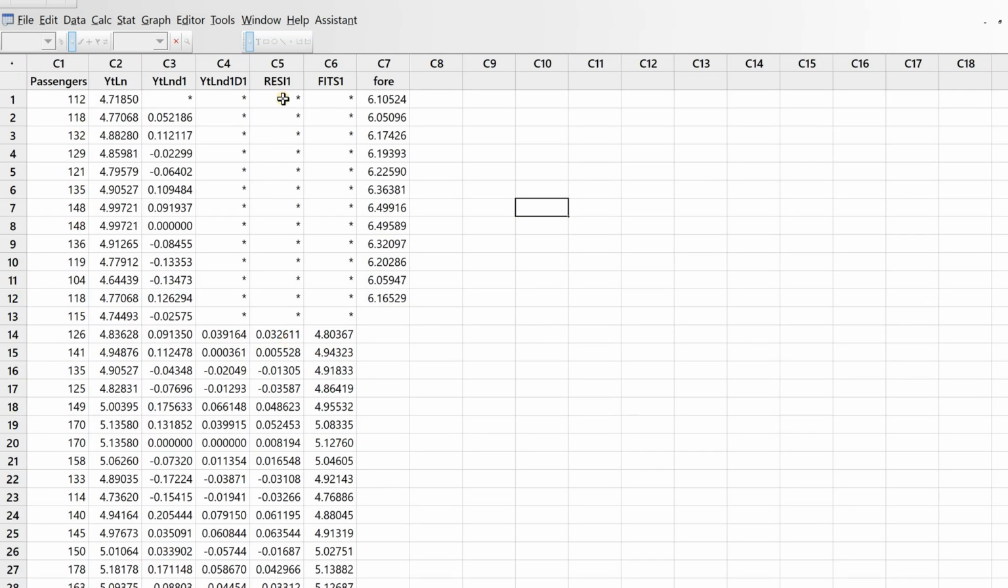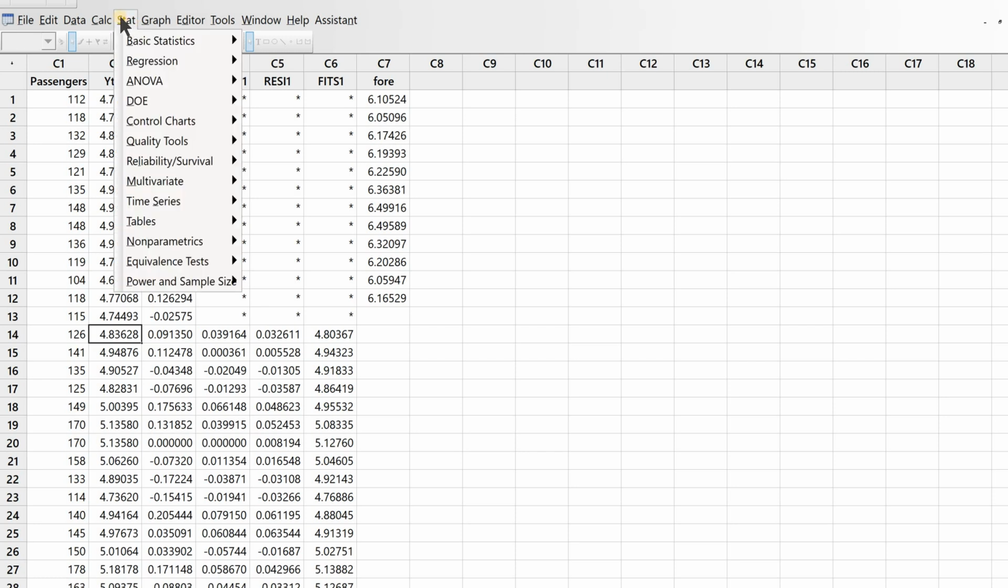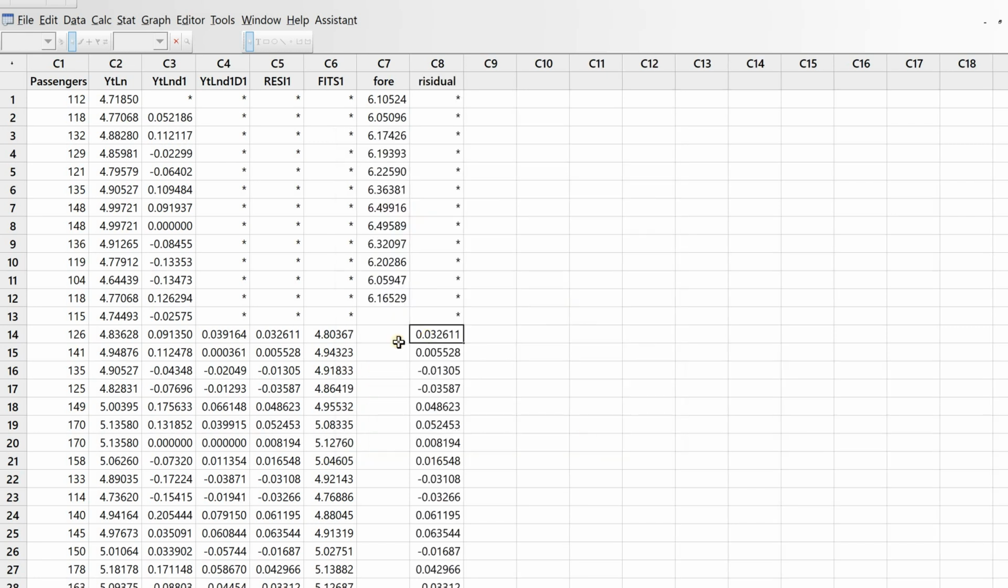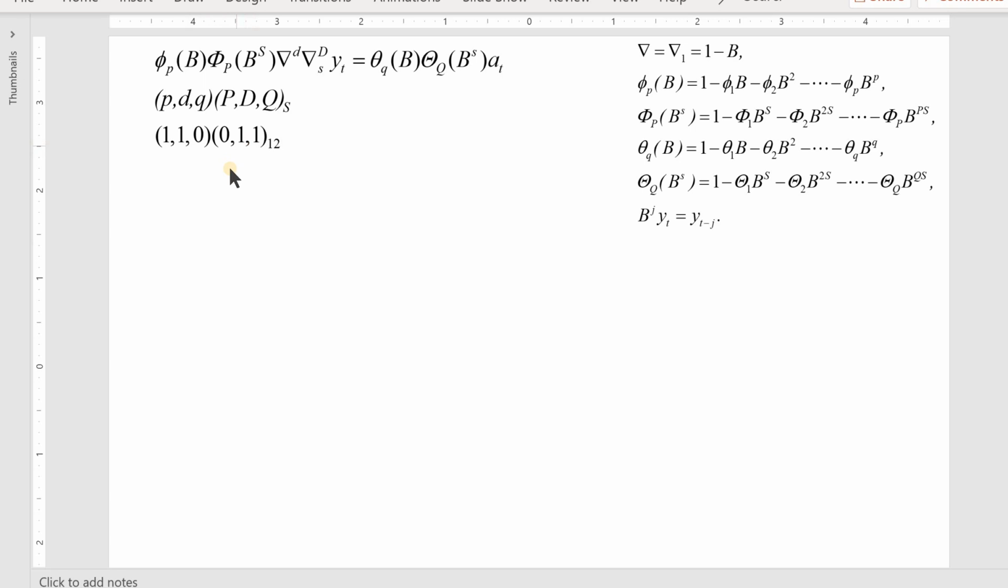From the worksheet, after we store the residual, fit and forecast, we can check this residual, which is computed by taking fit minus the ln. We can check them by using the calculator. Store it in the residual, and then the expression is YT minus the fit. So we can compare with this one. Okay, it is similar. So this is the model that we chose just now.